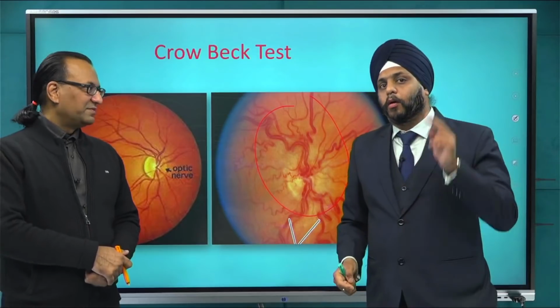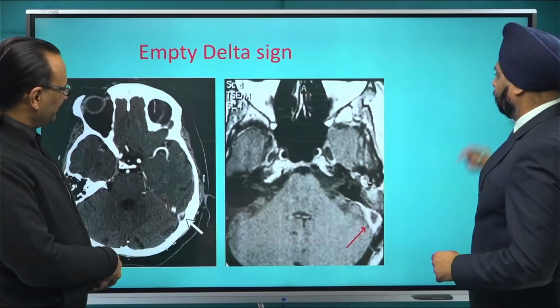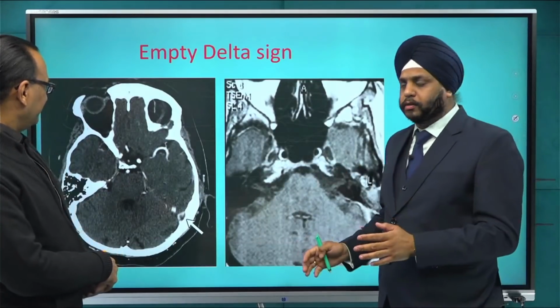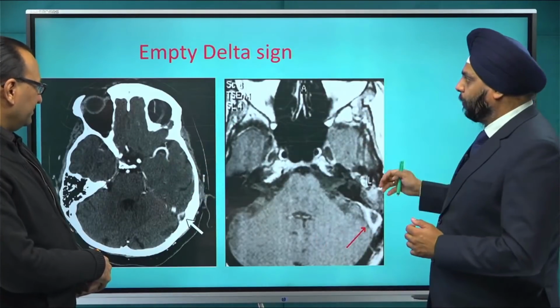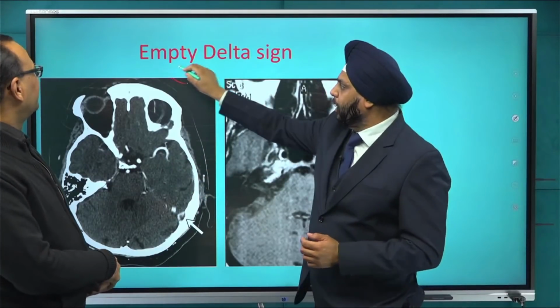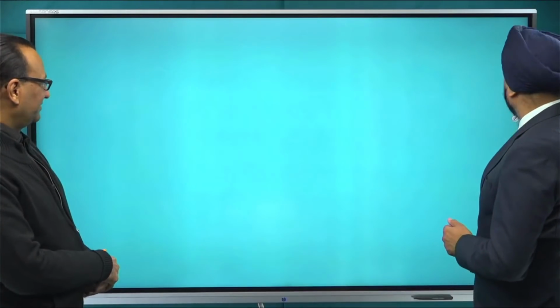Again, you have to block on the normal side. It's a non-invasive test, right? And the diagnostic test is we can do a contrast enhanced CT scan, or we can do an MRI, and we get to see an empty delta sign. Right, sir? Okay, so let's go to the next question over here.